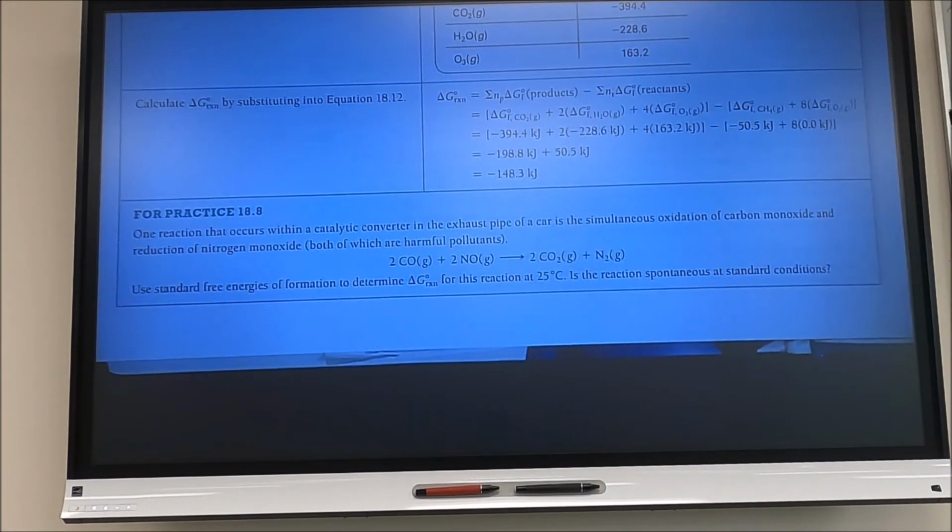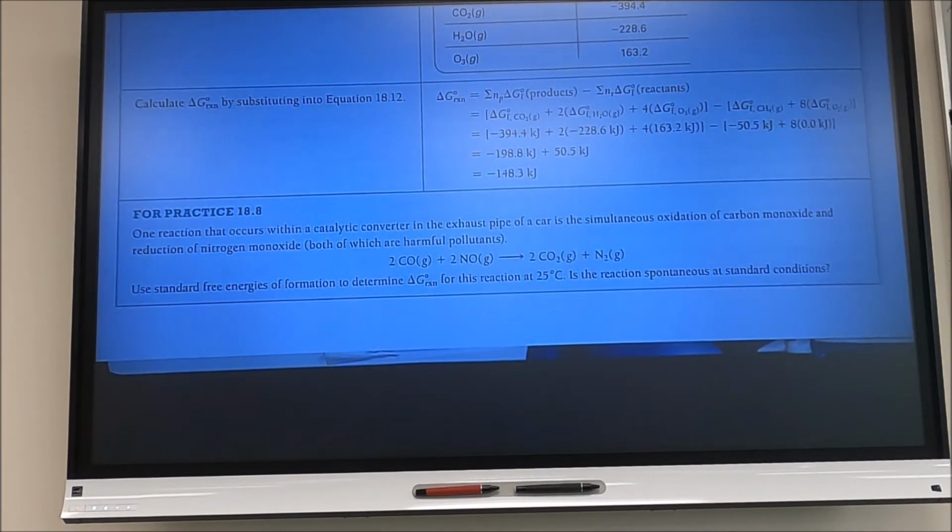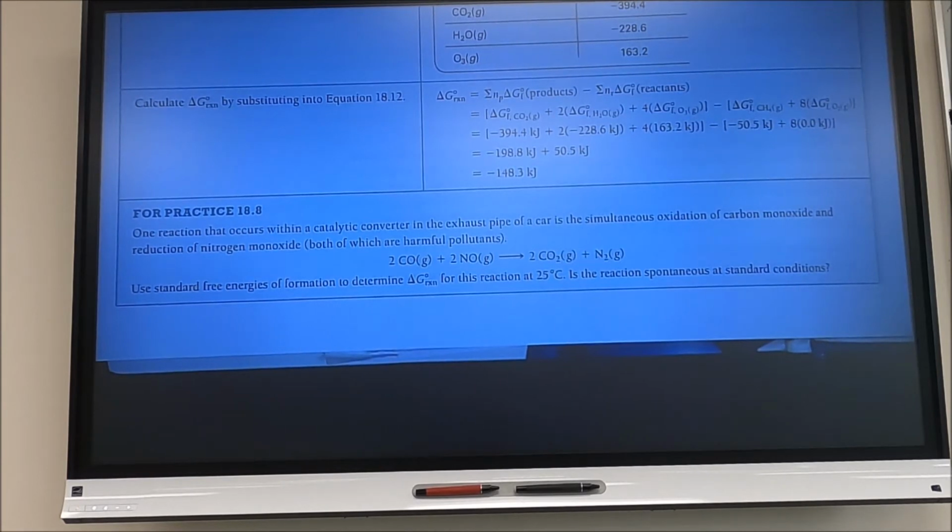Okay, one reaction that occurs with a catalytic converter in the exhaust pipe of a car is the oxidation of carbon monoxide and the reduction of nitrogen monoxide, both of which are harmful pollutants. We've got 2 carbon monoxides plus 2 nitrogen monoxides going to 2 carbon dioxides and nitrogen. Use the standard free energies of formation to get delta G of the reaction at 25 degrees. Okay, so you guys look at that.